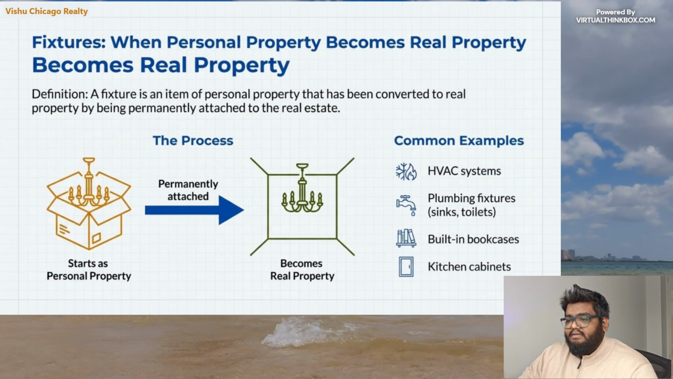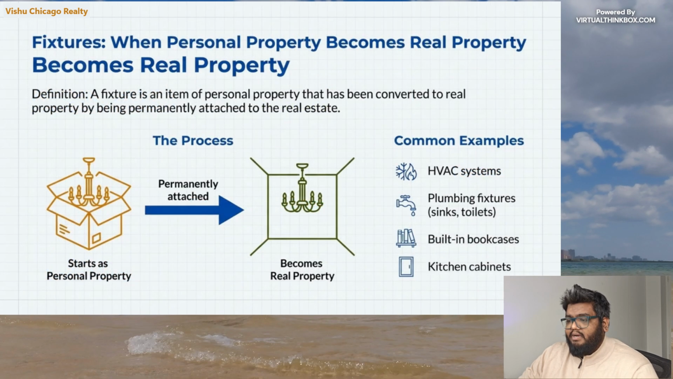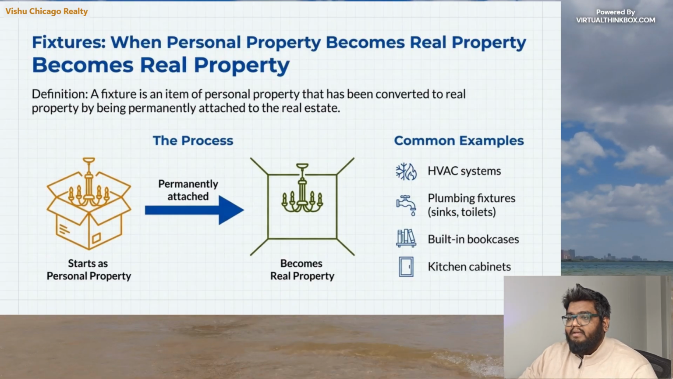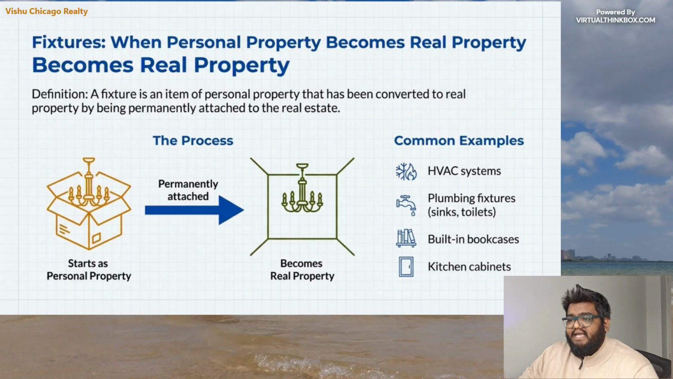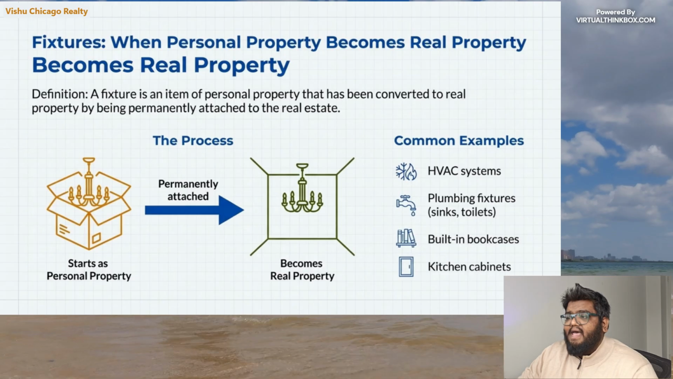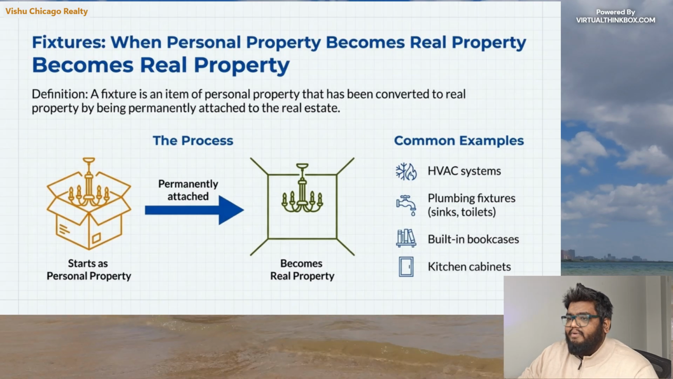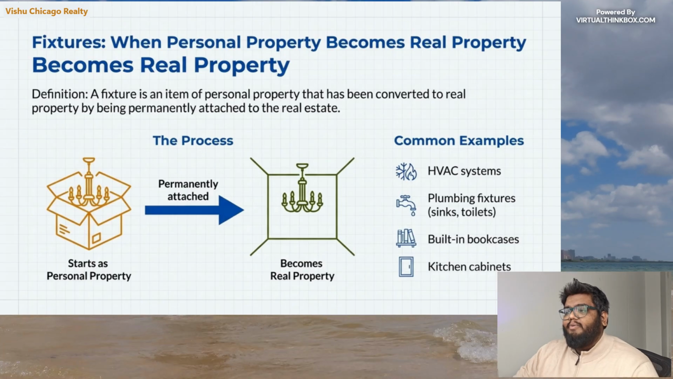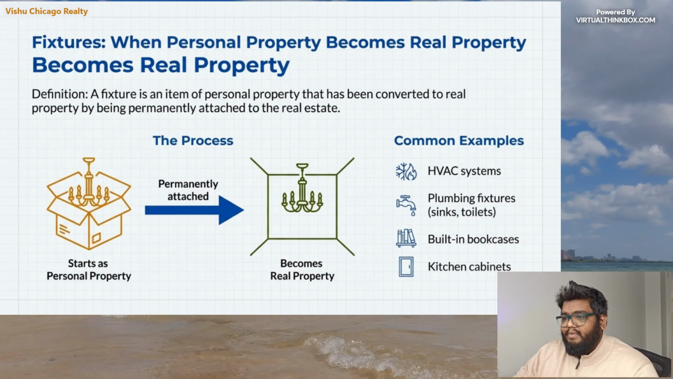A fixture is personal property that has become real property by being permanently attached to the real estate. Items like HVAC systems, plumbing fixtures, built-in bookcases, and kitchen cabinets are common examples. Fixtures start as personal property and become real property once permanently attached.